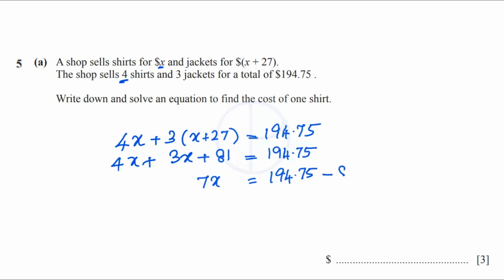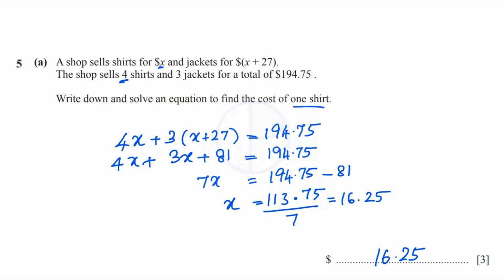194.75 minus 81 is equal to 113.75. What is the x value? 113.75 divided by 7, which is equal to 16.25. So x is 16.25. The cost of one shirt is 16.25.